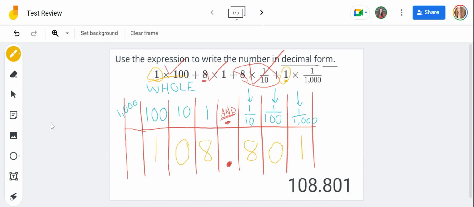So when you come across a question like this, you know that you need to make a place value chart, look at the digits, and then place them in the correct spot according to their value.